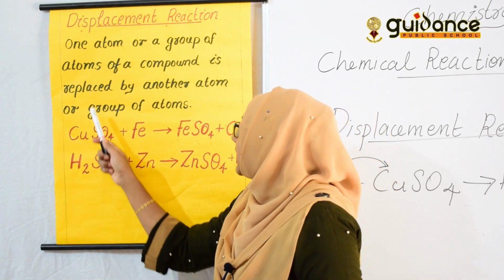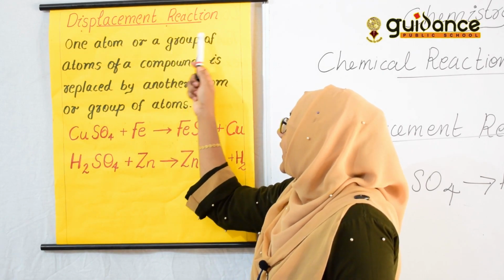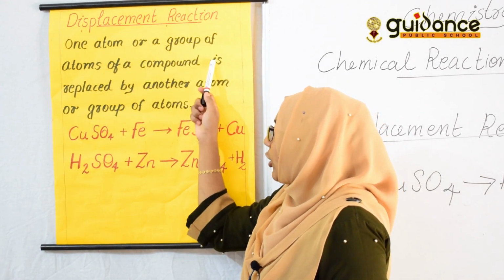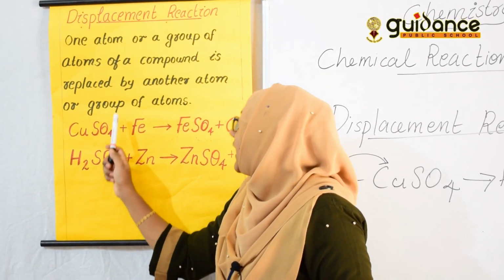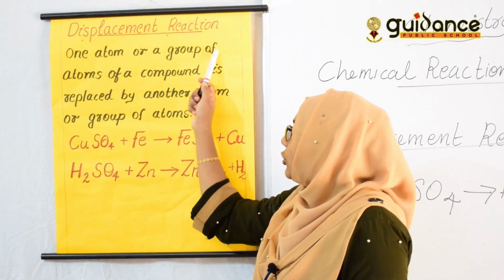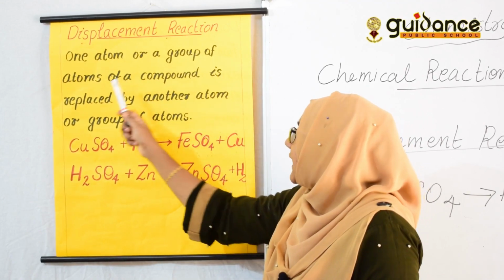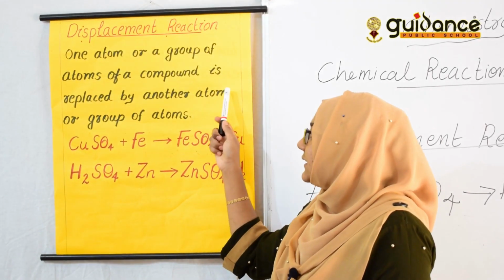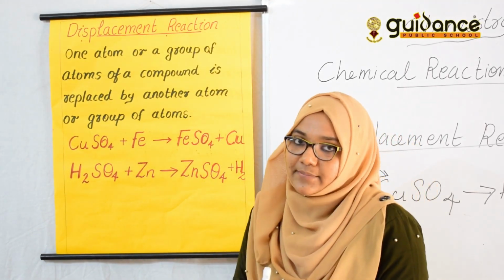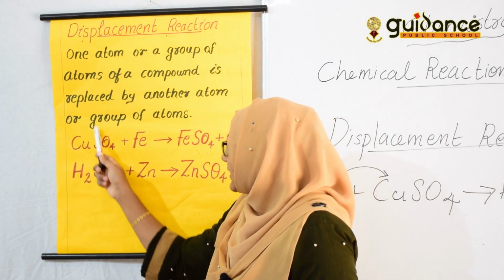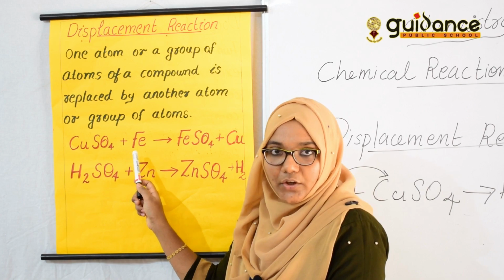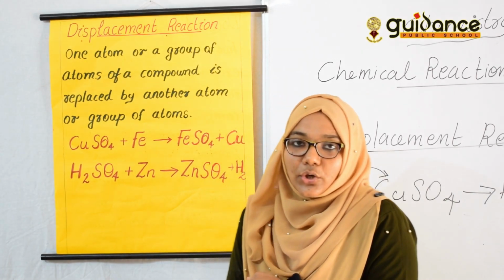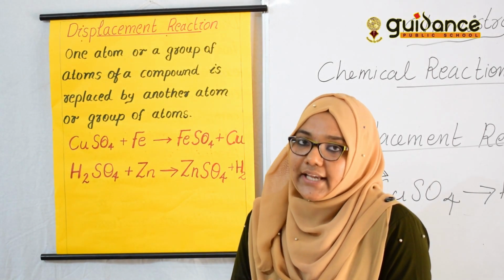So here one atom or a group of atoms of a compound is replaced by another atom or group of atoms. So this atom is replaced by another atom, that is Fe. Okay, this type of reaction is called a displacement reaction.